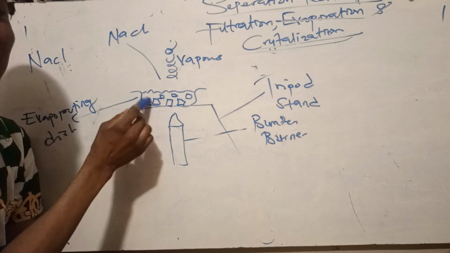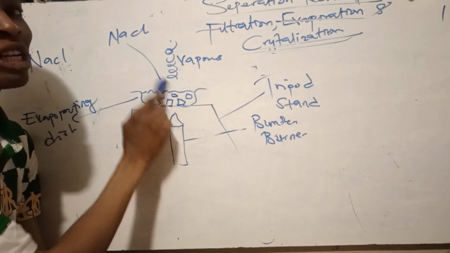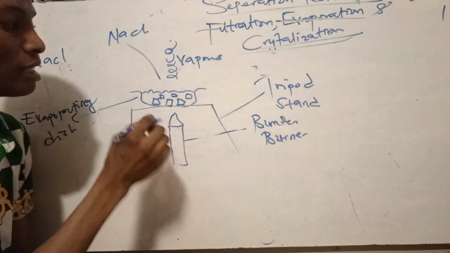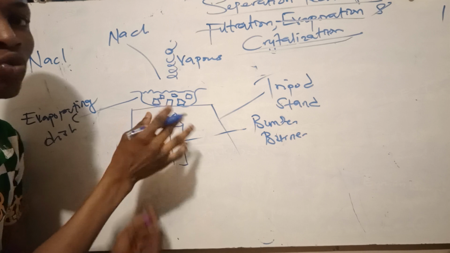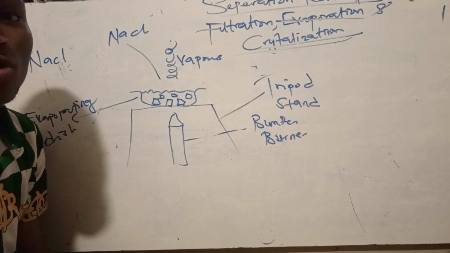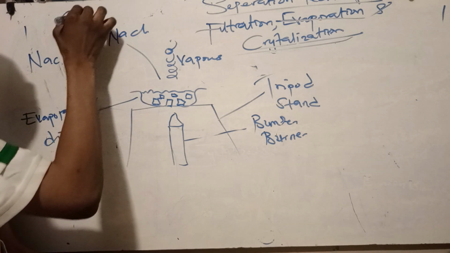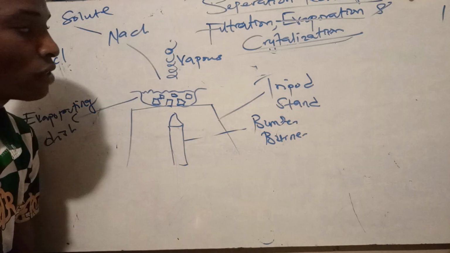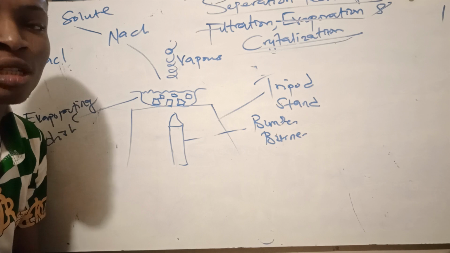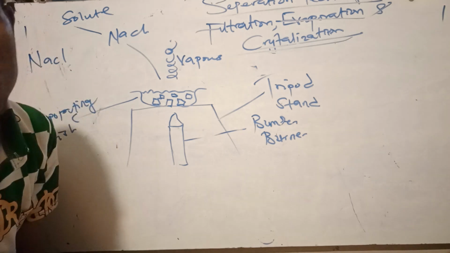So when you heat them in an evaporating dish, the water will turn into what? Into vapor and leave, and crystals of salt will start forming. So now you can separate your what? Your solute from your solvent. We can separate our solute from our what? Solvent. But mind you, in this technique, we can only separate solutes that cannot be easily decomposed by heat.